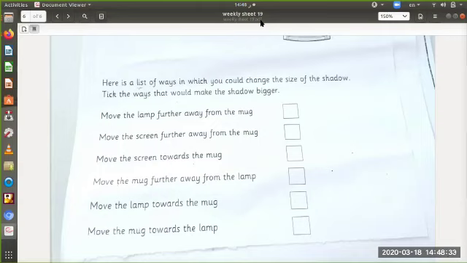Move the screen toward the mug. No. Move the mug further away from the lamp. No. Move the lamp toward the mug. Okay. And move the mug toward the lamp. Okay, so we have three. Move the screen further away from the mug, move the lamp toward the mug, and move the mug toward the lamp. That's it. Thank you.